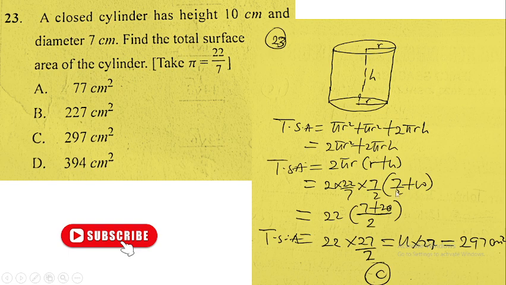Then here you can find the LCM inside the bracket. That will be 2, and that will give us 7 plus 20. That is 27/2. So if that multiplies 2 in 22, it gives us 11. 11 times 27 will give us 297 centimeter squared as the total surface area of the closed cylinder. And if you look at the options provided, option C is the correct option in the question given to us.